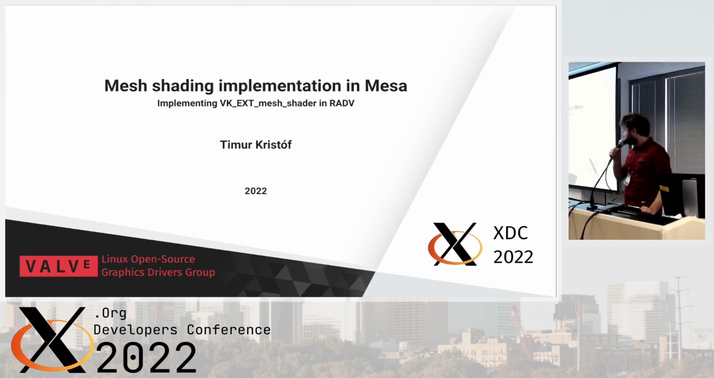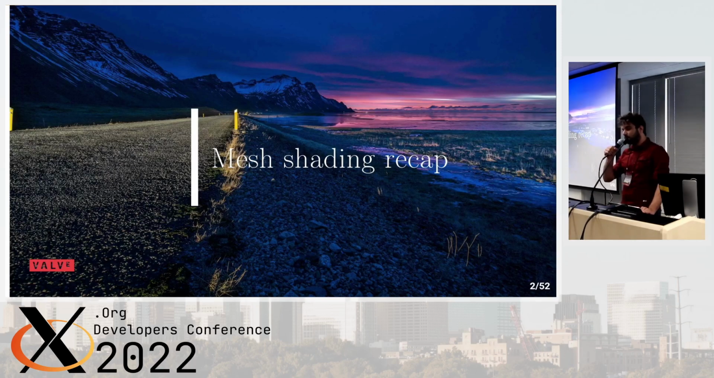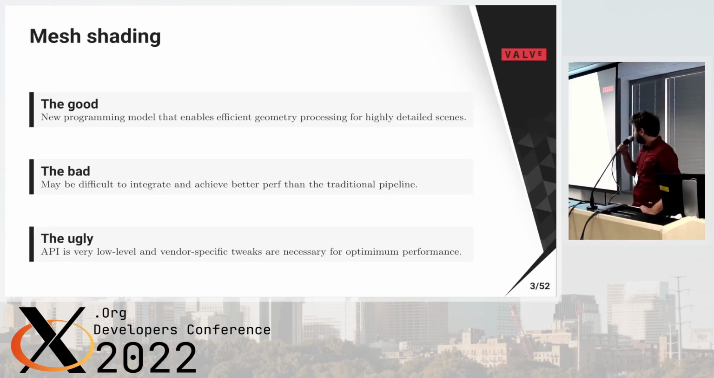So everyone saw Ricardo's talk, I hope. But just in case somebody didn't, I'm going to do a very quick recap of mesh shading. The good part is that you get a whole new programming model with lots of flexibility, lots of power. So you can do geometry processing and you can process very highly detailed scenes with many vertices, many primitives. The bad side is that it takes a lot of effort to integrate into your applications. And the ugly part is that the new API is quite low level. So you have to do a lot of work to match the performance which you would get from the existing traditional pipeline.